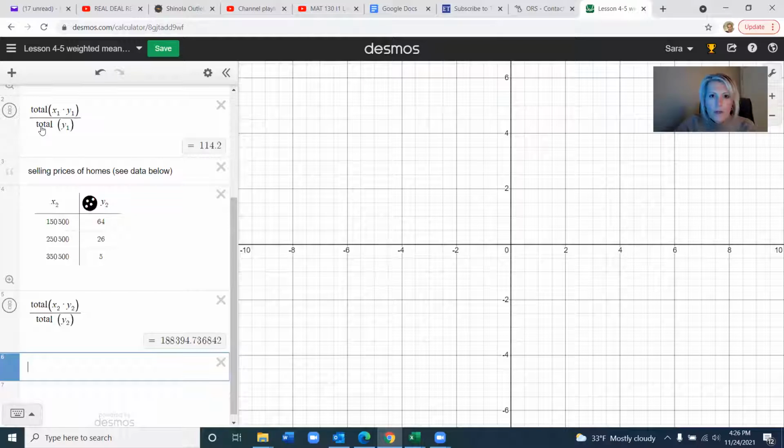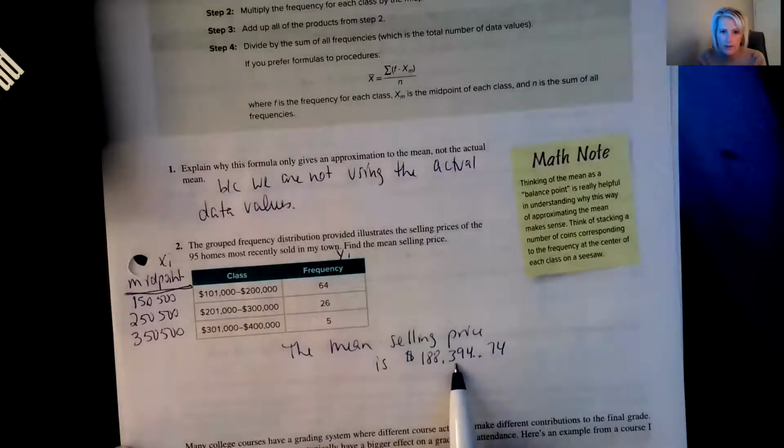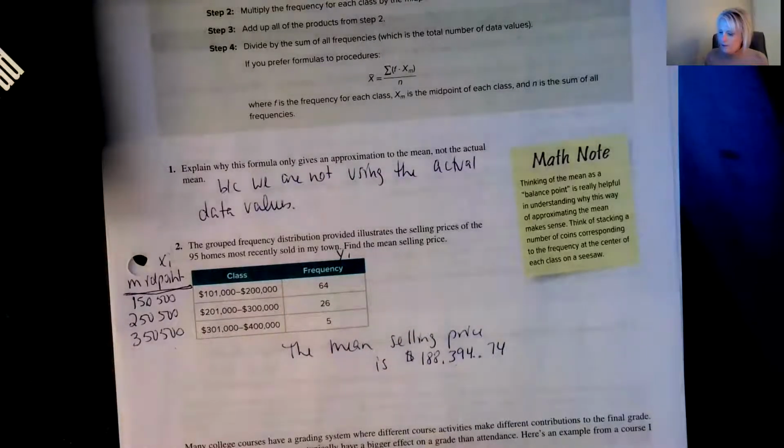And I will show you my paper. Right here, the mean selling price is $188,394.74.